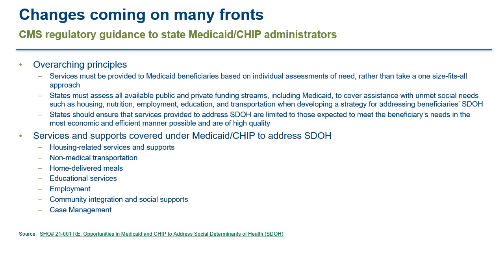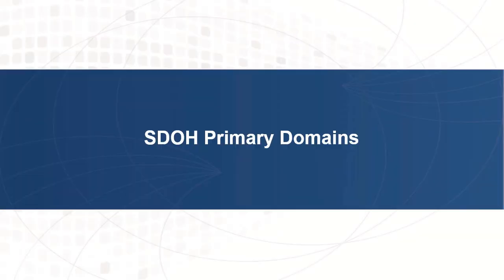So this is an area that has been embraced wholeheartedly by a number of health policy organizations. CMS, the Center for Medicare and Medicaid Services, has issued some regulatory guidance to state Medicaid and CHIP administrators in terms of social determinants of health, and they are making efforts to provide support and services to Medicaid and CHIP to address social determinants of health in areas such as housing services, transportation, home delivered meals, educational services, case management, and the like.